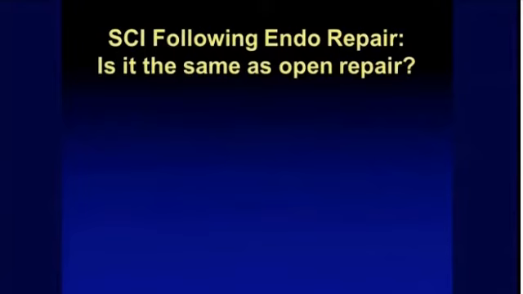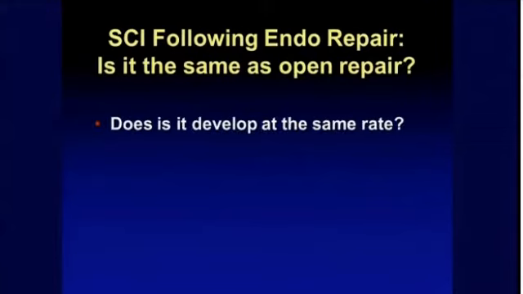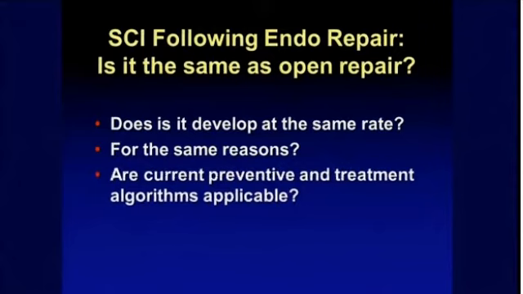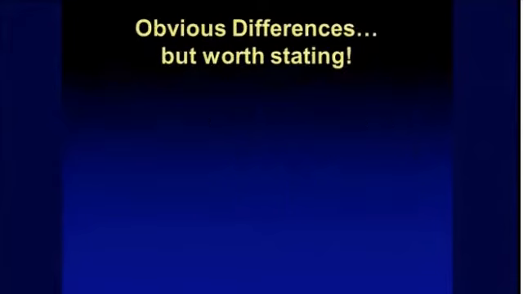So spinal cord ischemia, one of the big questions following endo repair is: is it the same disease process as seen in open repair? Does it develop at the same rate, for the same reasons? And are current preventive and treatment algorithms applicable to patients undergoing endovascular repair? There are obvious differences between the approaches of fixing these patients that place them at risk.